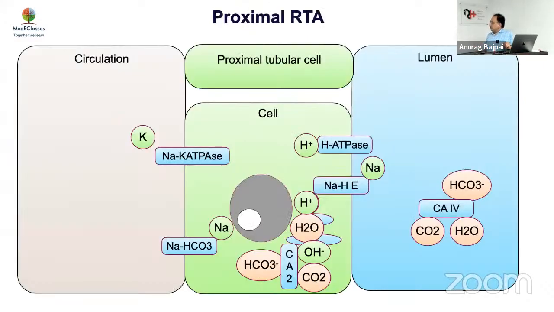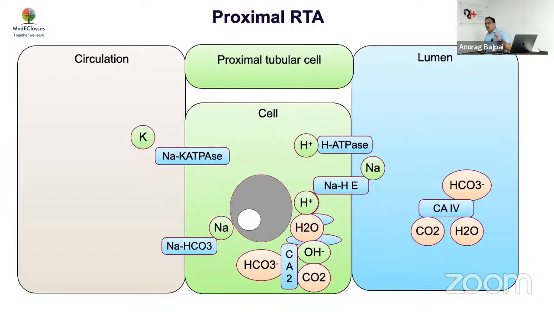So if we talk about proximal RTA, and we discussed this in much more detail in our last discussion about how the kidneys actually have bicarbonate resorption in the proximal tubule. So you can go into our last grand round on RTA. You will find this in much more detail. It essentially involves three major players. You have got this sodium proton exchanger, proton ATPase, sodium potassium ATPase, and this sodium bicarbonate channel.